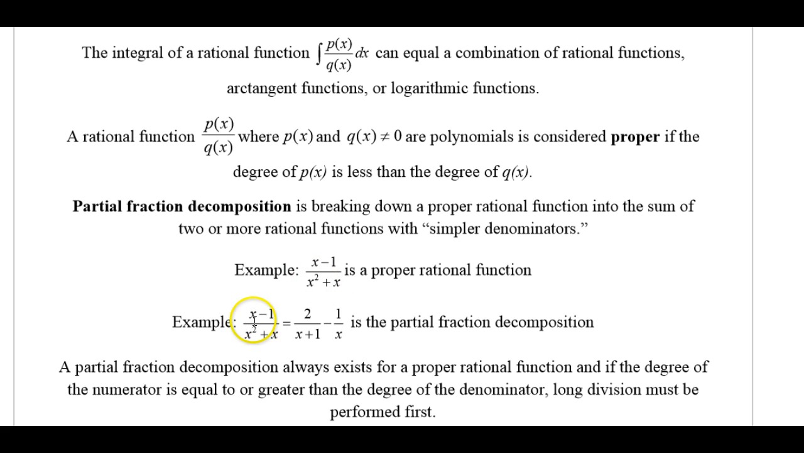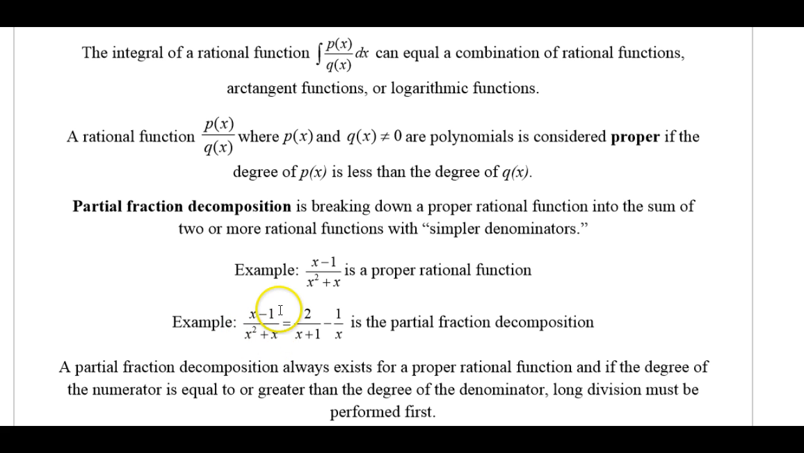So let's take a look at the exact proper rational function we just saw. So x minus 1 over x squared plus x. That could be broken down into 2 divided by x plus 1, and then minus 1 over x, or we could think about this as plus negative 1 over x. So it's the sum of two rational functions, 2 over x plus 1 and 1 over x. Those are rational functions, but they have nicer denominators. So x plus 1 by itself and x by itself is nicer than this quadratic x squared plus x.